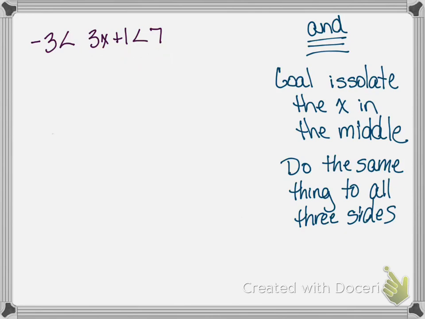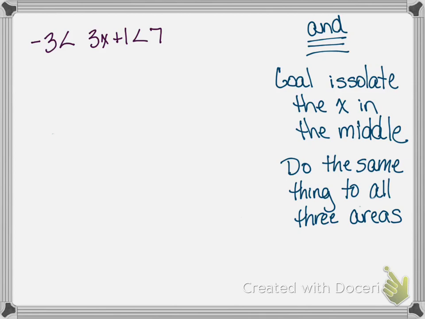My goal is to isolate the x in the middle. So whatever's in the middle with my x is what I'm trying to get rid of. And instead of doing the same thing to both sides, I do the same thing to all 3 areas. So instead of thinking about an equation or an inequality having 2 sides, think about it having 3 areas. And I've got to do the same thing to all 3 areas.